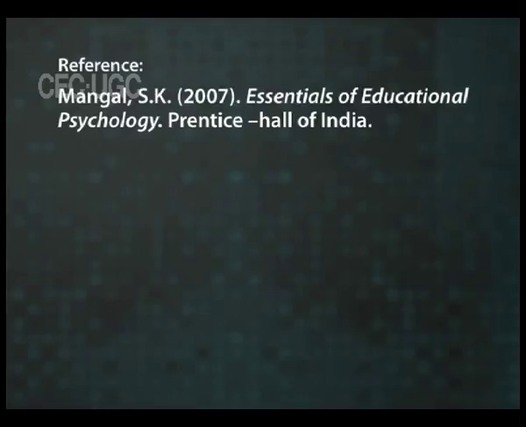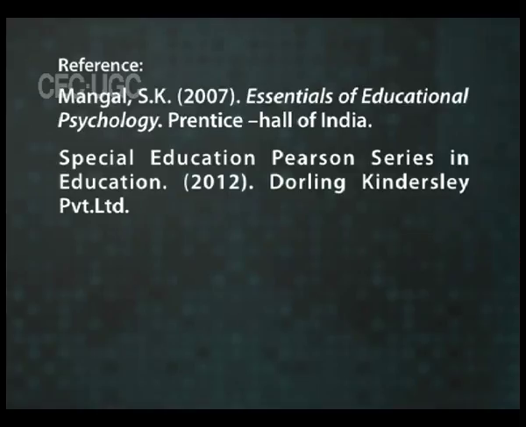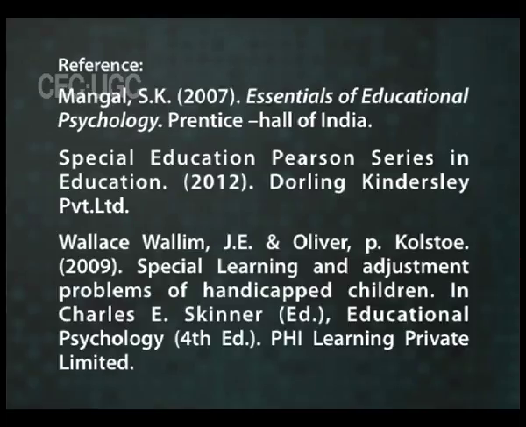Essentials of Educational Psychology by S.K. Mangal, published by Prentice Hall of India in 2007. Special Education, Pearson Series in Education, published by Dorling Kindersley Private Limited in 2012. Special Learning and Adjustment Problems of Handicapped Children, written by Wallace Wallin and Oliver Kolstoe, from the book Educational Psychology by Charles E. Skinner, 4th edition, published by PHI Learning Private Limited, 2009.